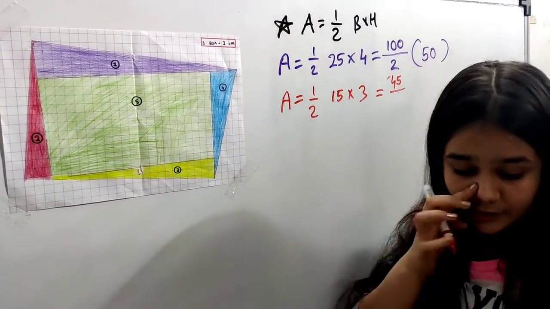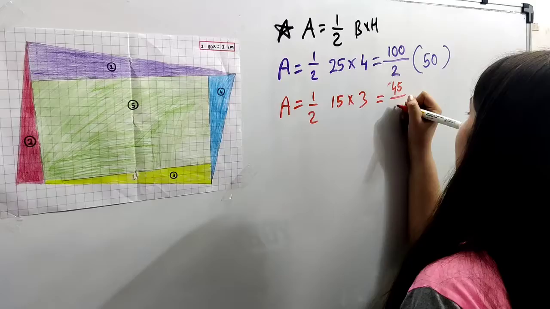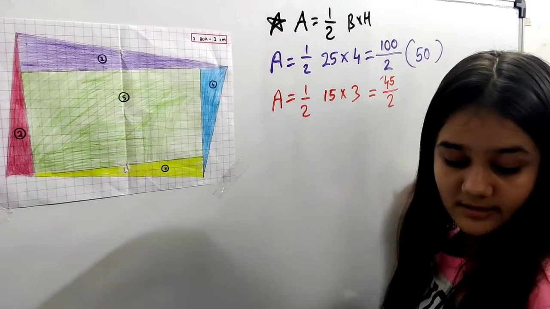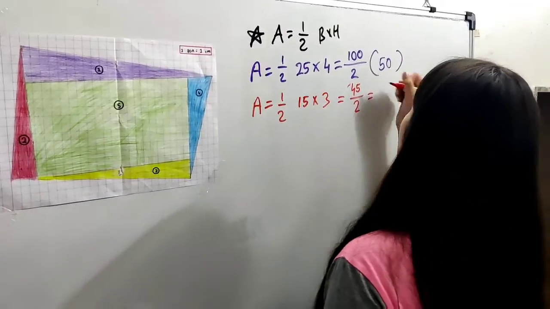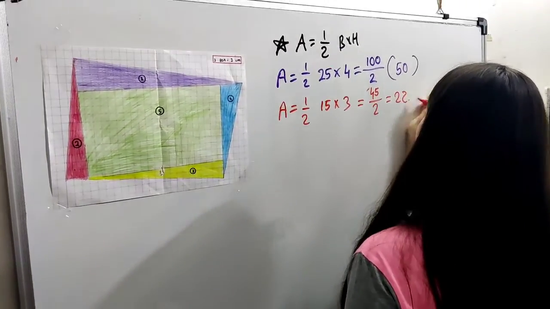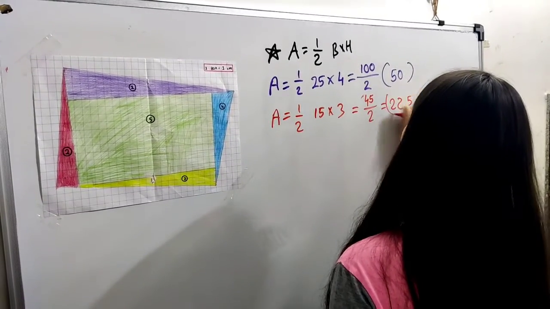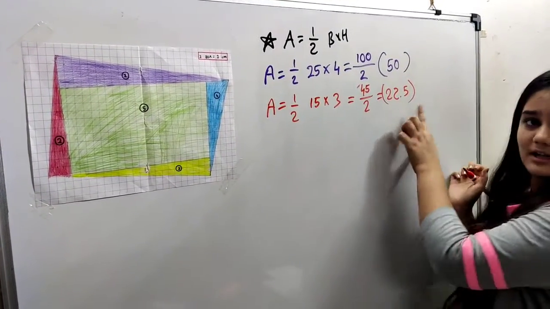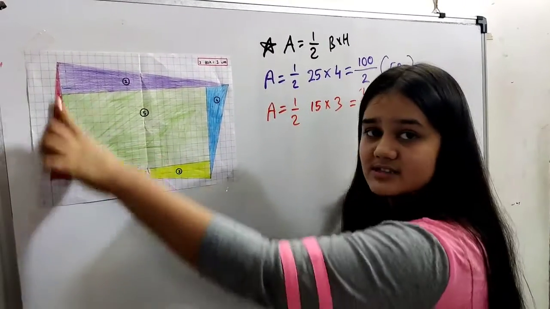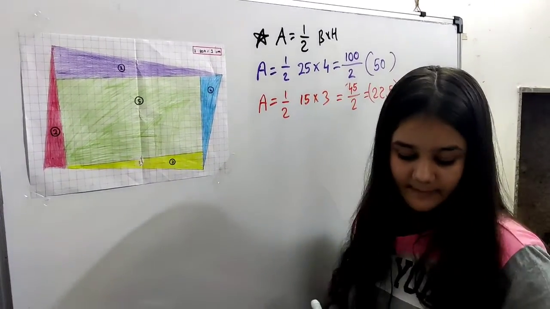So if you get 45, you can divide it by 2, and then again divide by 2, and you will get 22.5. So again, keep this in mind in your answers. This is the area of this triangle, the red triangle over here.